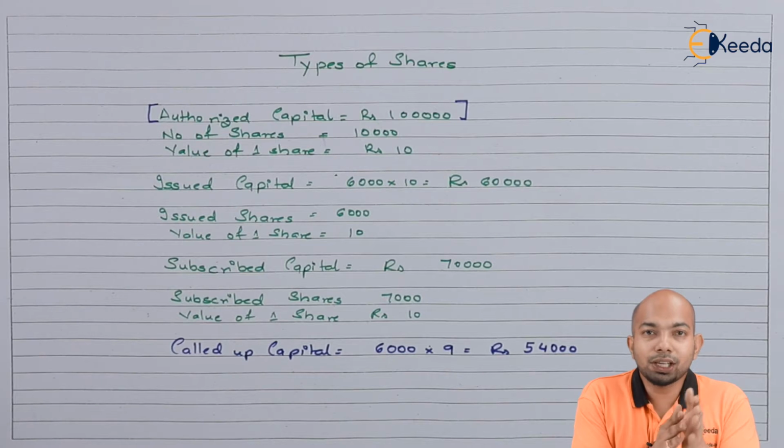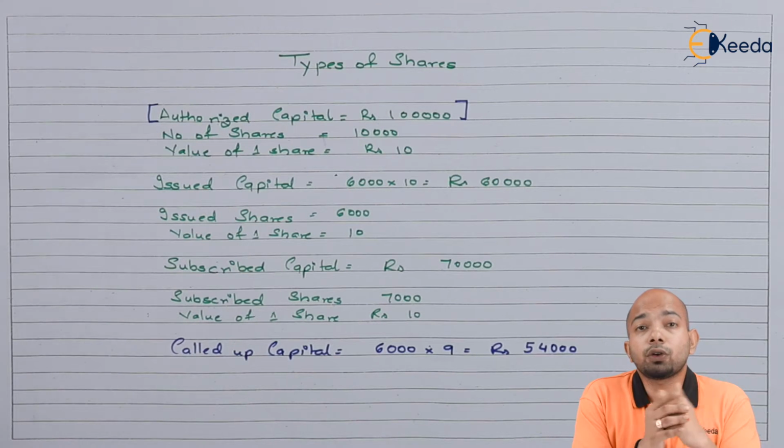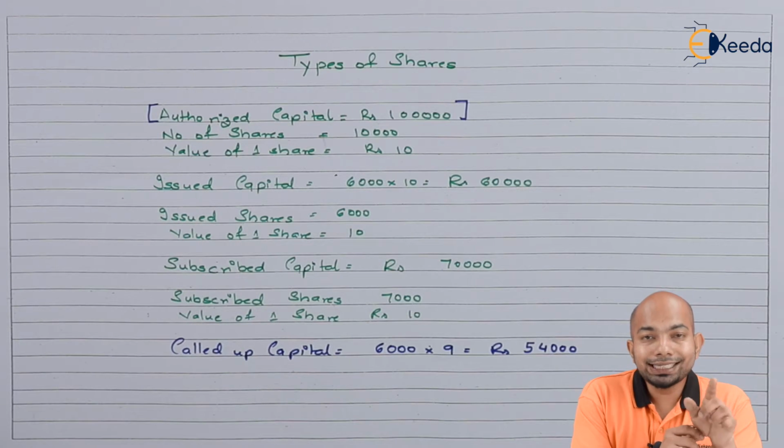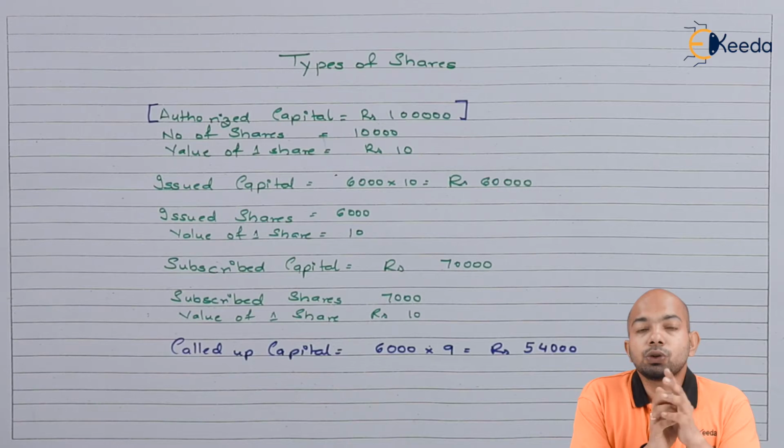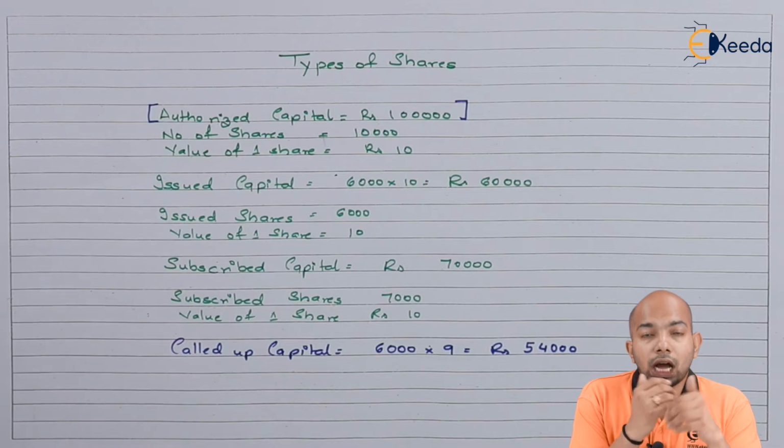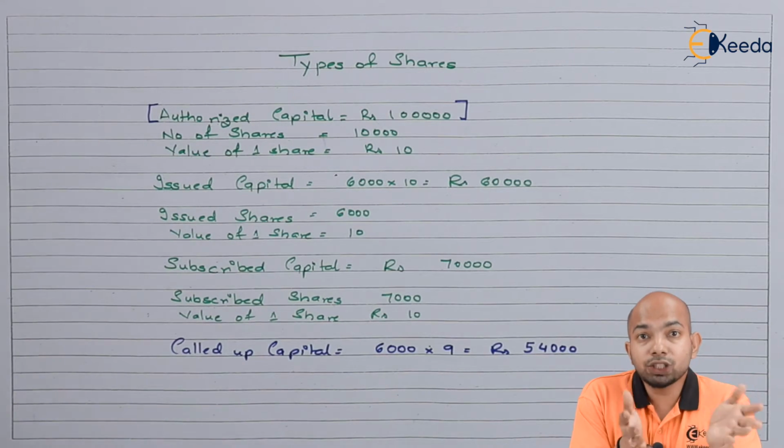Out of 60,000 which we were supposed to call up, we have called up only rupees 54,000. As it was mentioned, only 9 rupees have been called. So 6,000 shares multiplied by 9 gives you an amount of 54,000 which was called. Now what is the paid up value? That means how much amount you have actually received is something that you have to figure out.